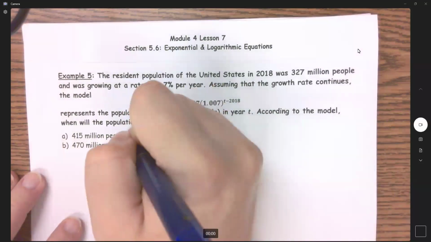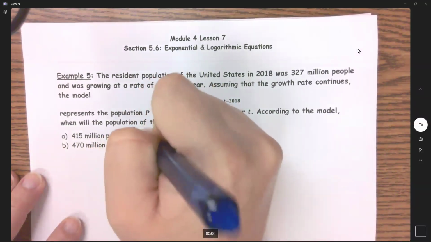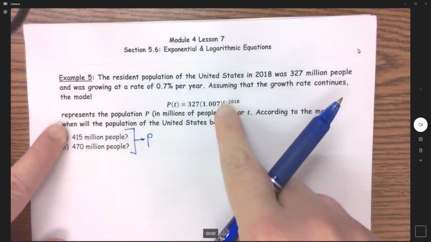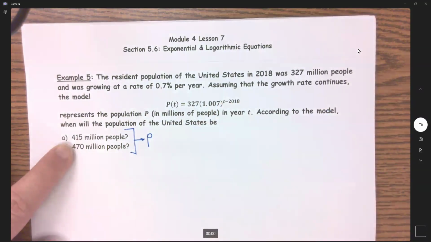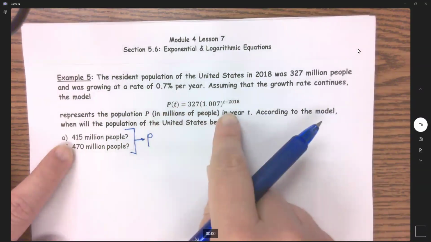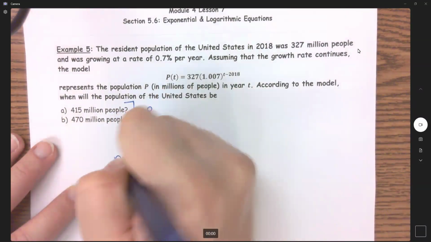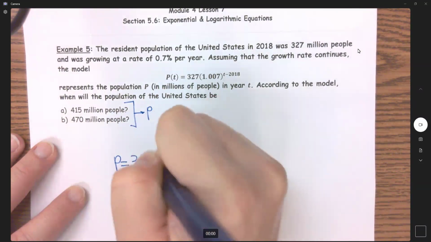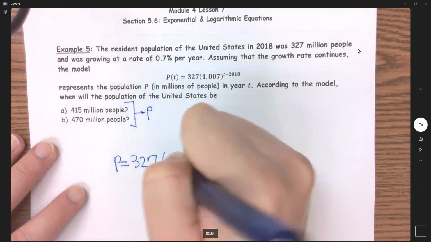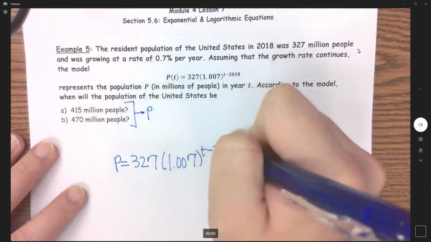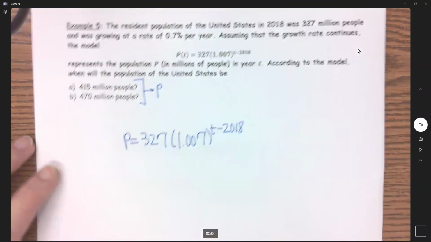So these represent my P. We want to know when, we need to solve for T. So instead of plugging this in and solving this equation twice, just rewrite this equation in terms of T. So I'm going to rewrite this down here. And now let's solve for T.